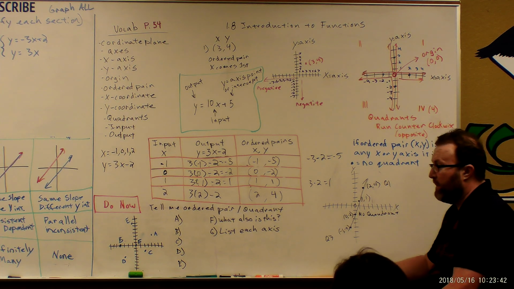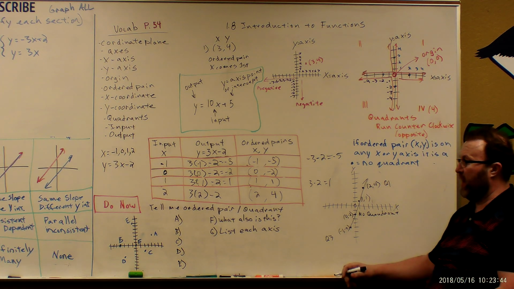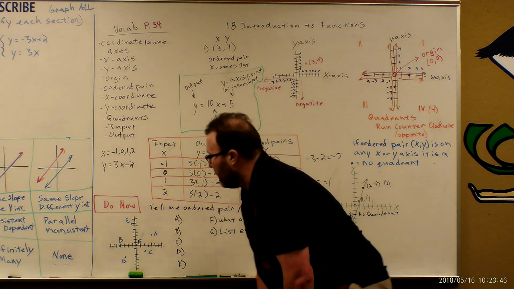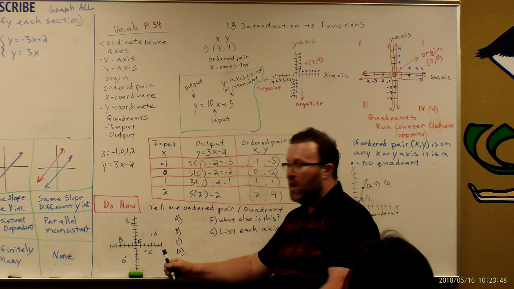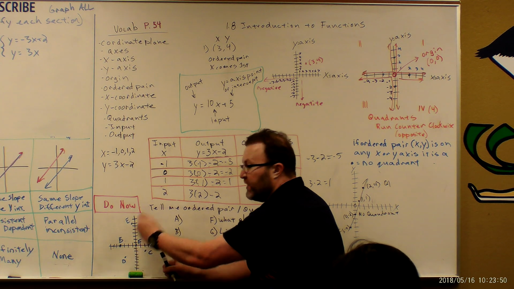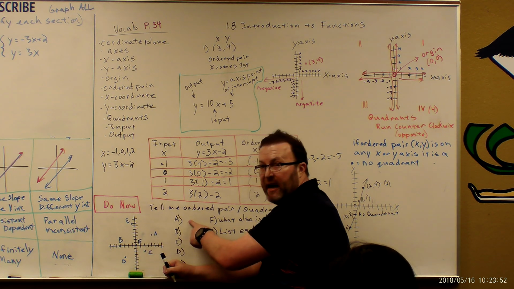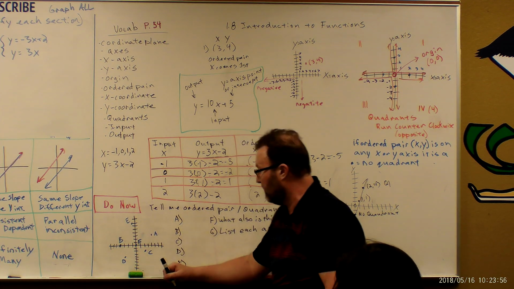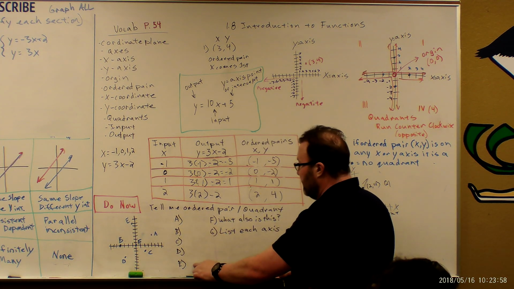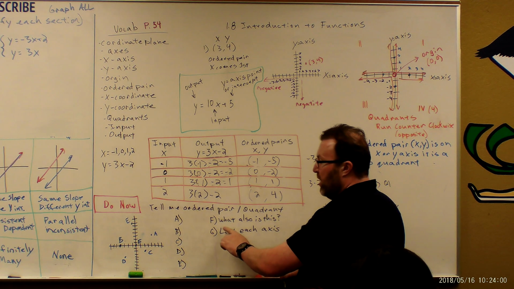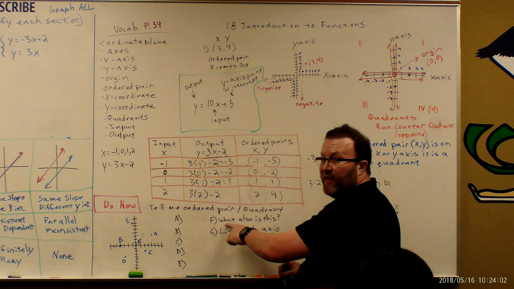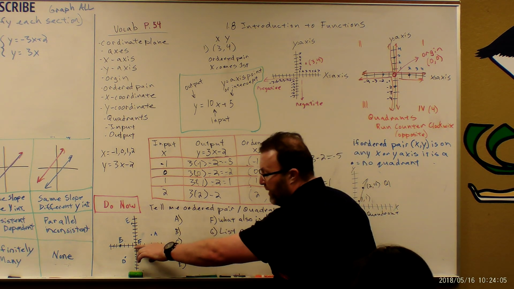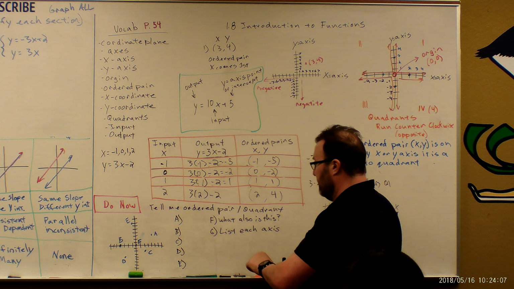Okay, let's talk about your do now for a second. You have ordered pairs, right? So you're going to see what your x is, you're going to see what your y is, and you're going to write it down. After that, you're going to write Q, and you're going to tell me what quadrant this is in. So you're going to plot all these lines here. F, you're going to tell me what this is. This ordered pair, there's a name for it. You're going to tell me what that is.